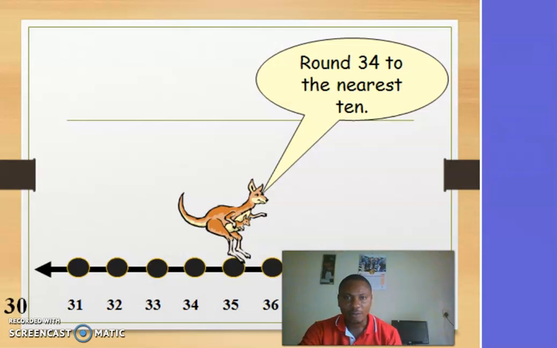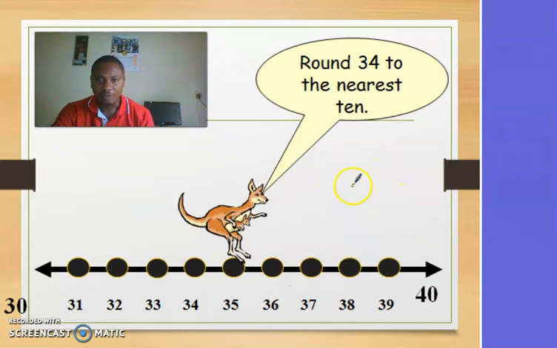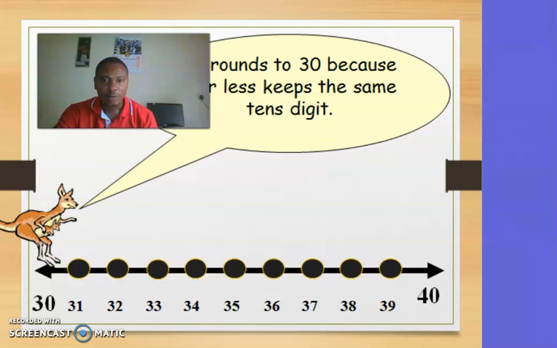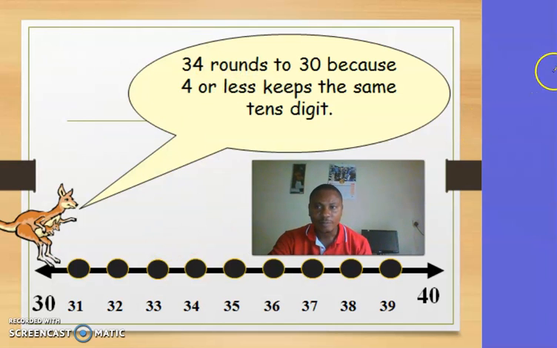Let's look at another number, 34. We write the number 34 and we look at the unit digit. Since 4 comes in the group 0 to 4, it means that it can't add to 3, so it will turn to 0. So to round 34 to the nearest 10 will give us 30.